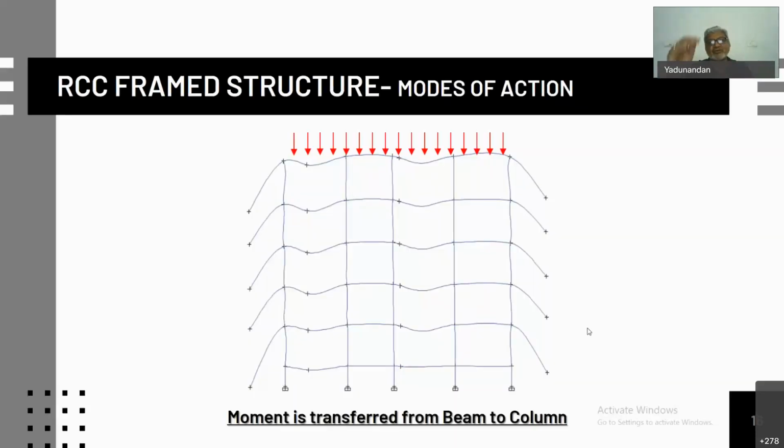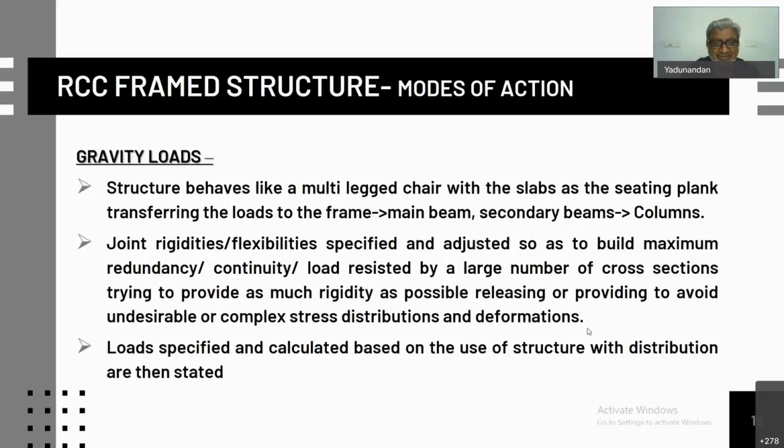When vertical loads are acting in an R.C.C framed structure, it is just having many legs, and these structural components are rigidly connected to each other. So the beam bends and the column bends and try to take the load vertically, transferring it to the foundation.